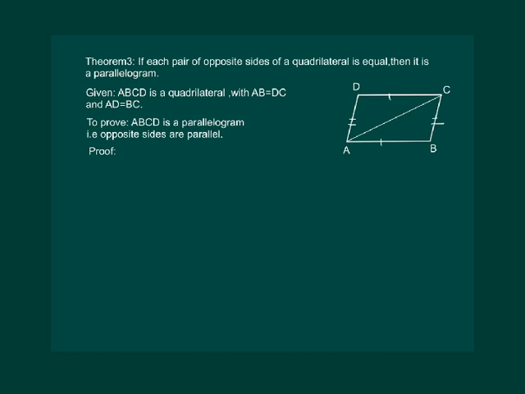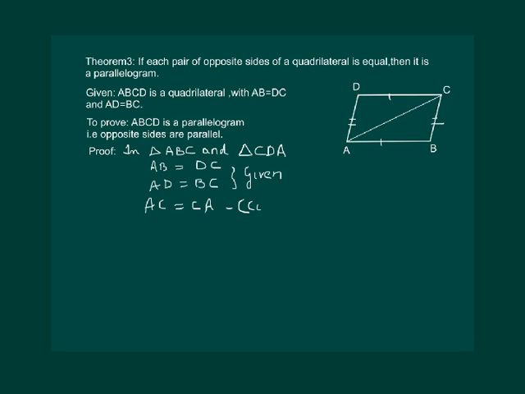For the proof, let us join AC. In triangle ABC and CDA, we have AB equal to DC, also AD equal to BC. This is given. Also AC is equal to CA is the common side. Hence the triangles are congruent by SSS property.